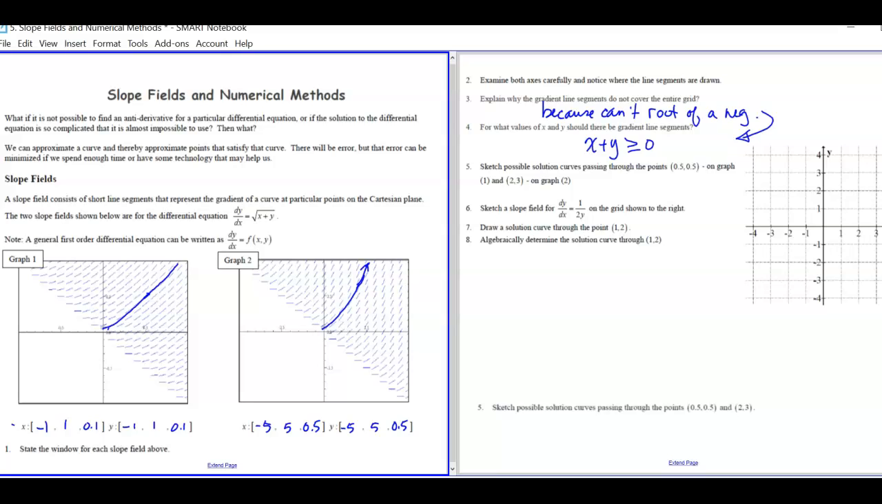Yes, Ron? You're not supposed to draw lines and estimate the value, because you're estimating what the function is. Do you know how to integrate and solve that differential equation dy/dx equals the root of x plus y? No. So this is just another method.